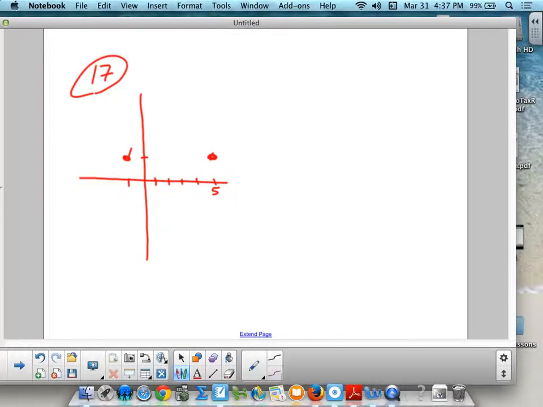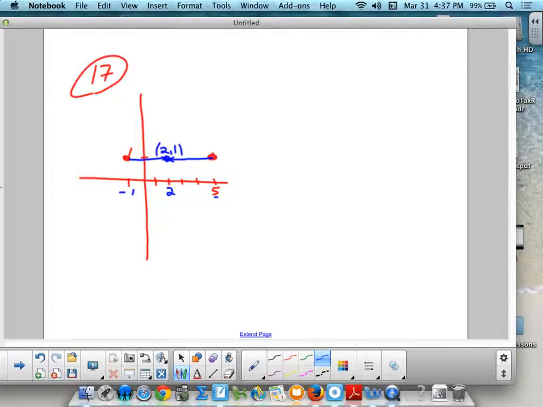Well, it'd be nice to know the center, and the center has to be dead center between -1 and 5. Well, since the distance between the two is 6, half of 6 is 3, I'm going to back up 3. I'm going to go forward 3, and guess what? Right there, that's the center. The center is (2, 1).